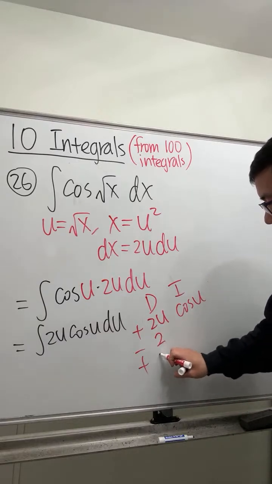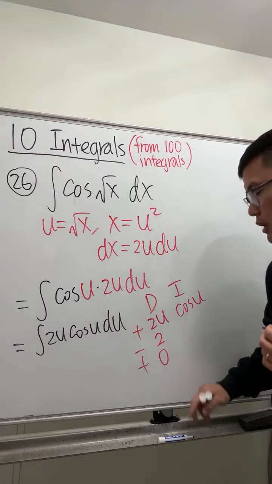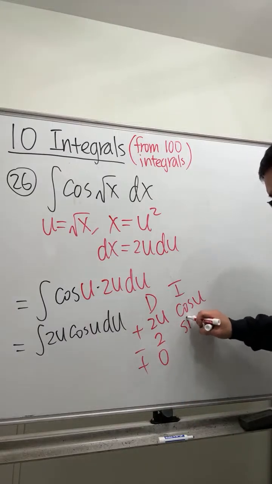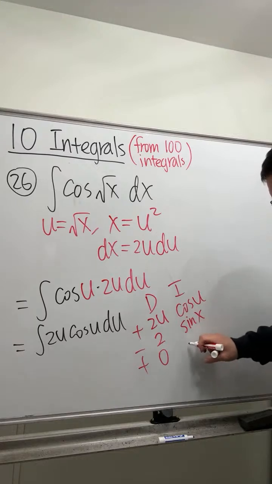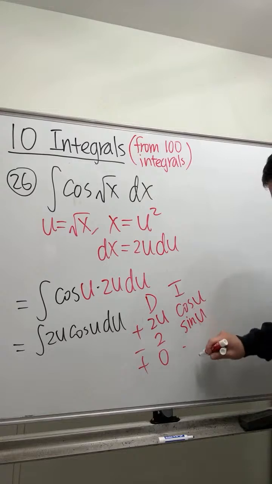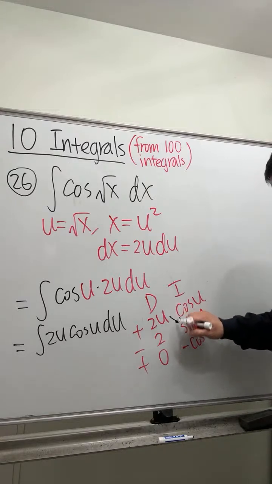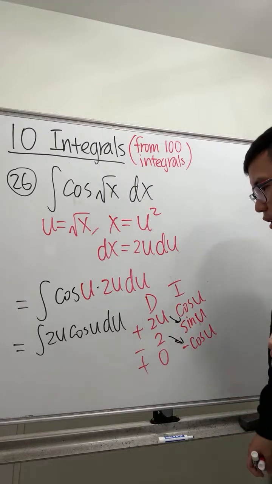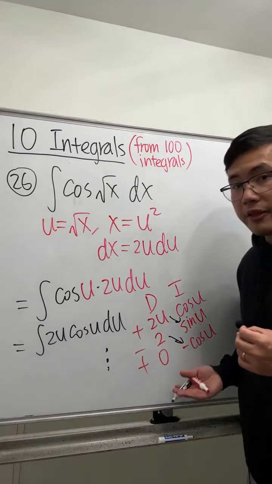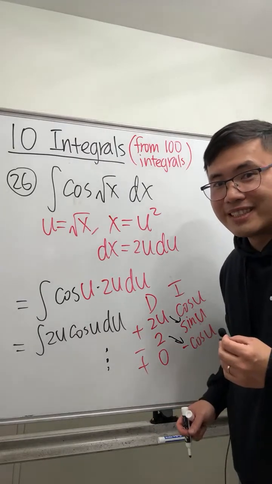Differentiate it one time, differentiate it again, we get 0. And for this right here, integrating cosine u, we get positive sine u. Do it again, we get negative cosine u. And then you can construct the answer from here. And then don't forget to get back to the x world after you are done with this expression, right?